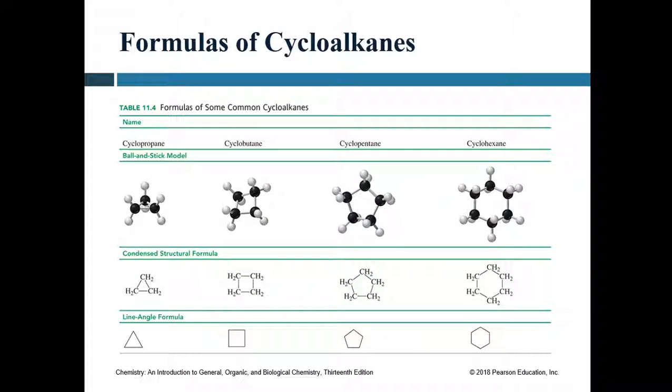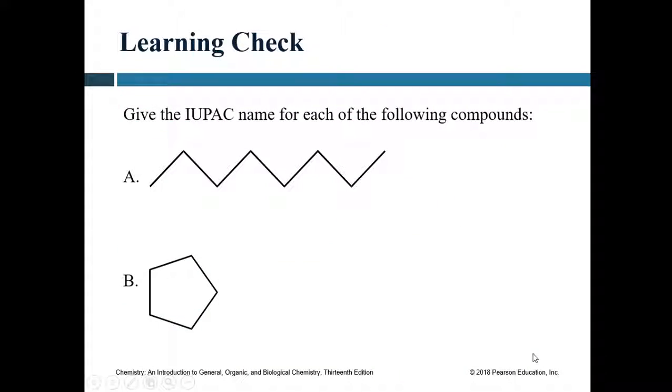Now in table 11.4, it shows some formulas of some common cycloalkanes. Let's go directly down here to our line angle. Let's count the corners. 1, 2, 3. So this is going to be cyclopropane. Count the corners. 1, 2, 3, 4. Cyclobutane. Count the corners. 1, 2, 3, 4, 5. Cyclopentane. Count the corners here for the last one. 1, 2, 3, 4, 5, 6. Cyclohexane. You will notice that you can look up other ways to show that, but quite often with the cyclic compounds, it is just so much easier to draw them as the line angle formula, and so they're written that way a lot.